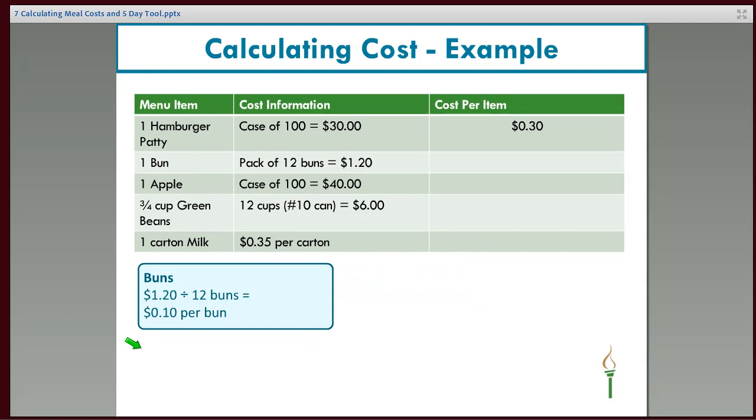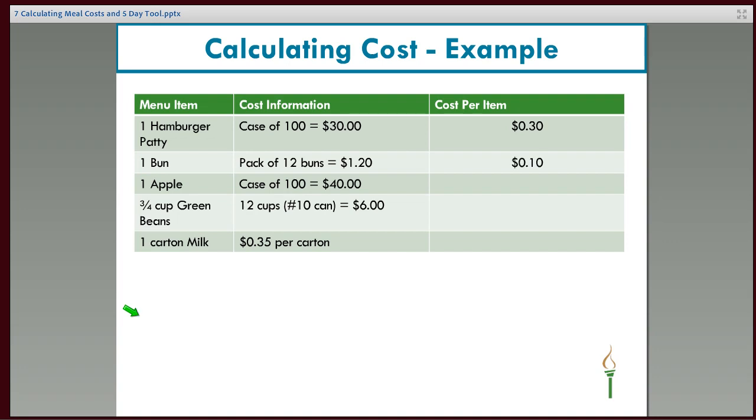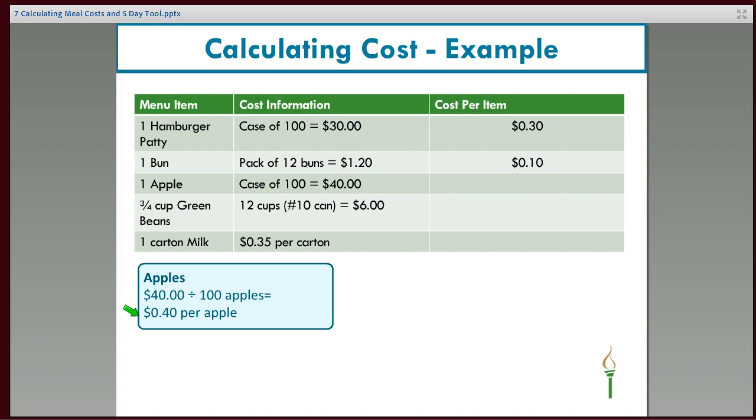For the buns, a pack of 12 buns costs us $1.20. So we take $1.20 divided by 12 buns, lets us know that it's 10 cents per bun. Then for the apple, a case of 100 apples costs $40. So $40 divided by 100 apples means it costs 40 cents per apple.